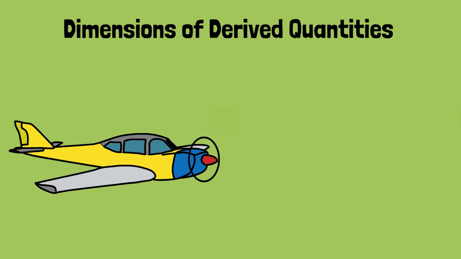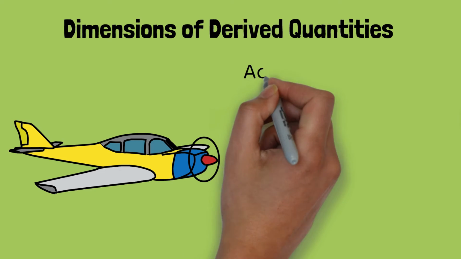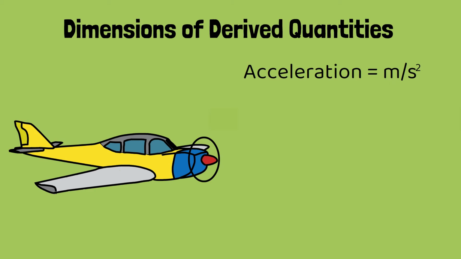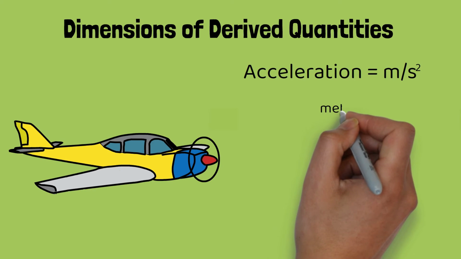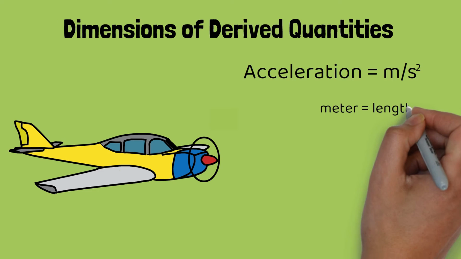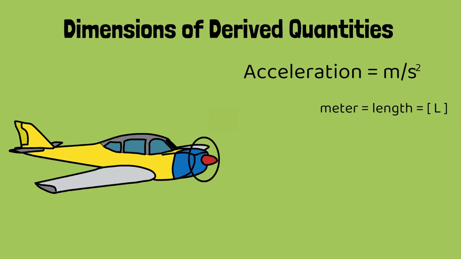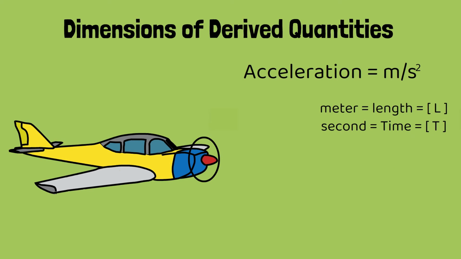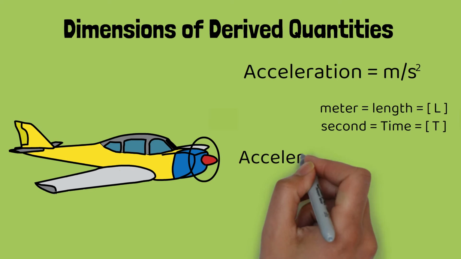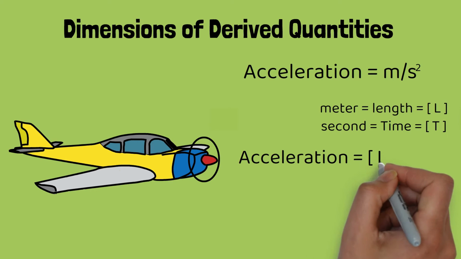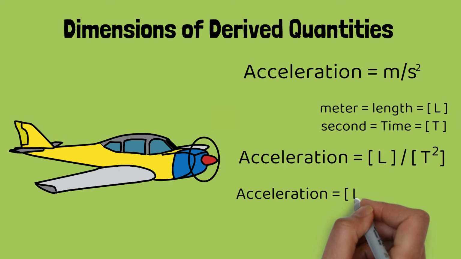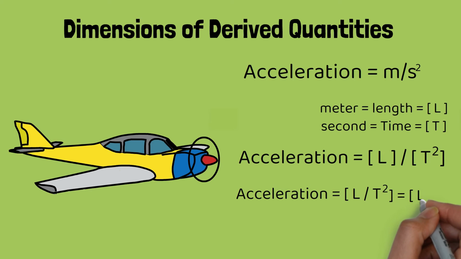The second method is to find dimensions by units. Let's take acceleration as an example. The unit of acceleration is meter per second square. Since meter is the unit of length and the dimension of length is L, and second is the unit of time and its dimension is T, replace meter per second square with their respective dimensions and we'll get the dimension of acceleration as L over T square or LT^-2.